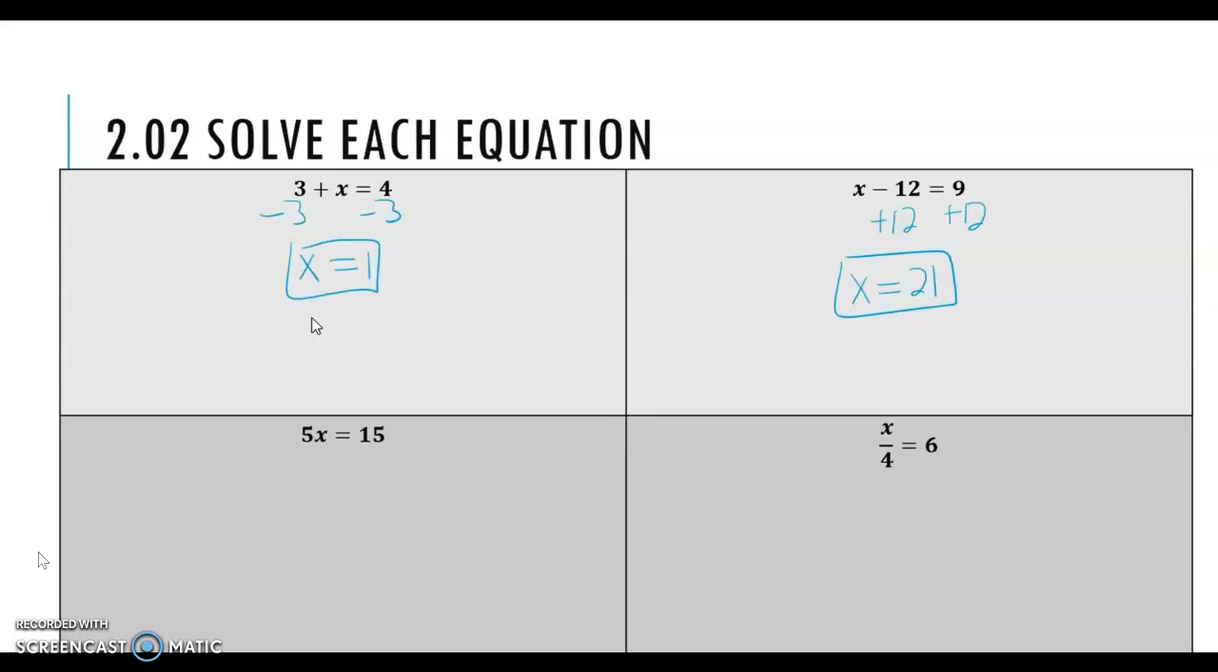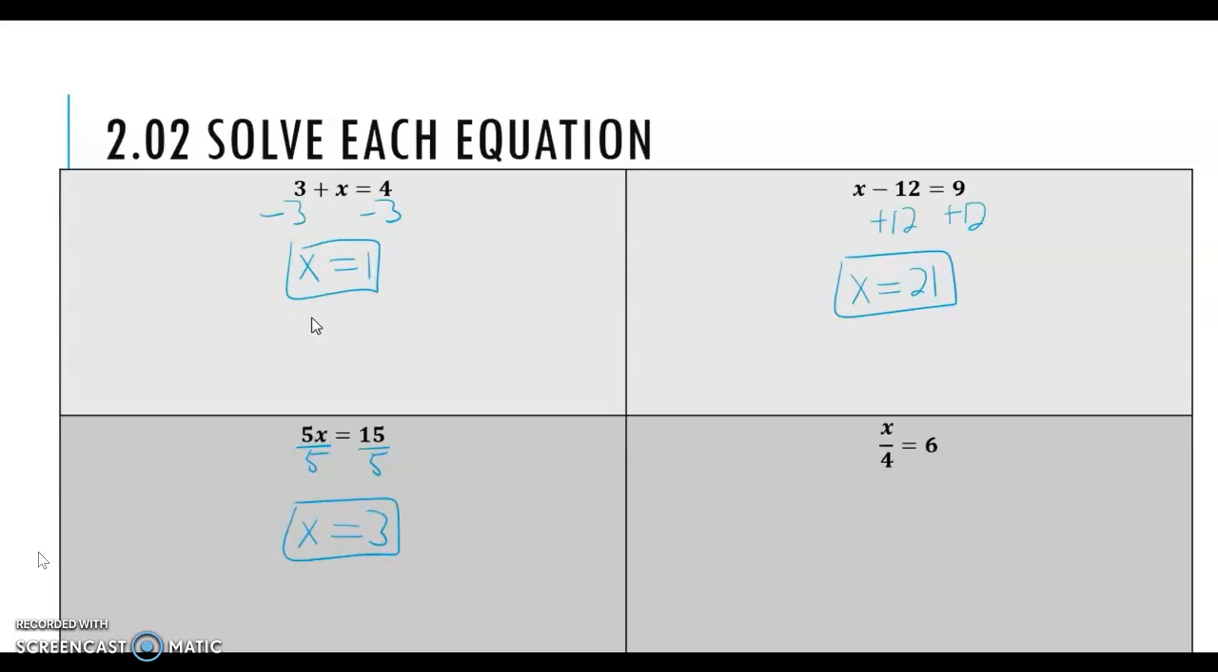All right, if I have 5x equals 15, that's really saying 5 times x equals 15. So the opposite operation of multiply is to divide. So if I divide both sides by 5, 5 divided by 5 just gives me 1. So 1 times x, I can just write as an x. 15 divided by 5 gives me 3. So I get x equals 3.